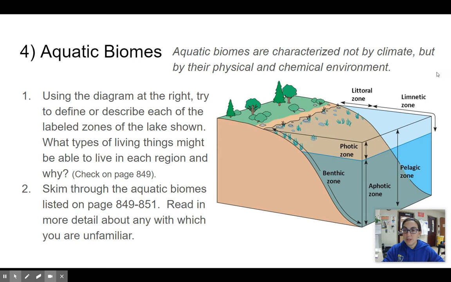So study that picture at the right for a little bit and just think about what those different words might mean, and take a look briefly at some aquatic biomes. Again, this is not information that you're responsible for memorizing. I just want you to look through it once so you have an idea that there are aquatic biomes that exist, just like the terrestrial ones that you're more familiar with.